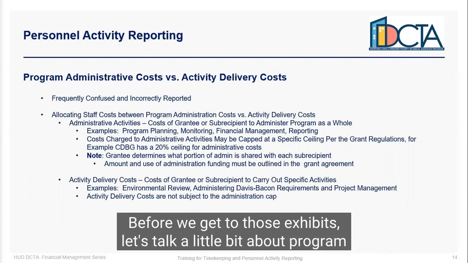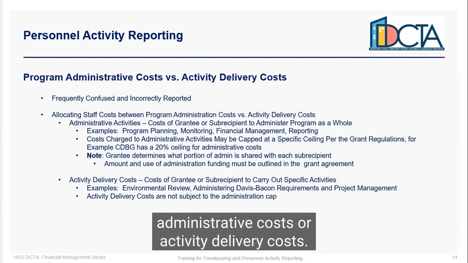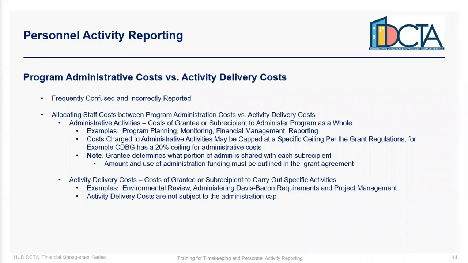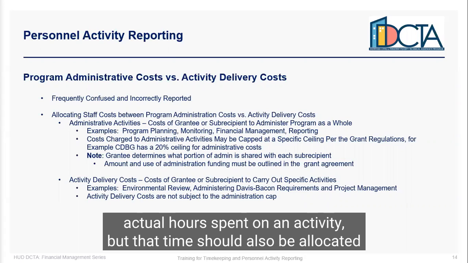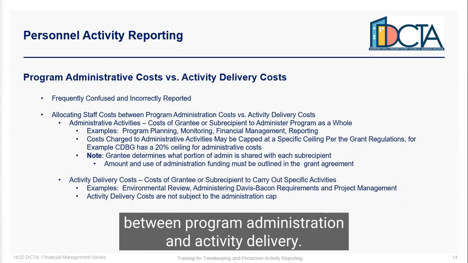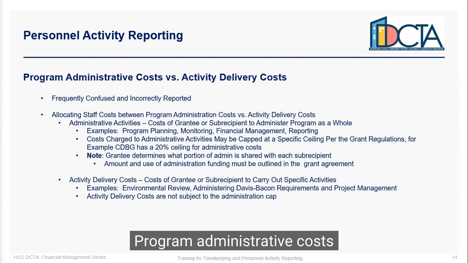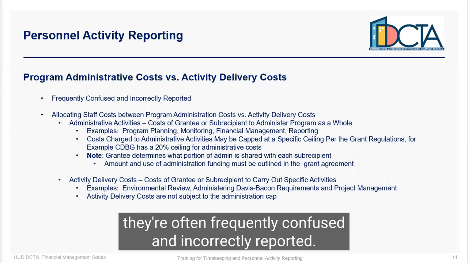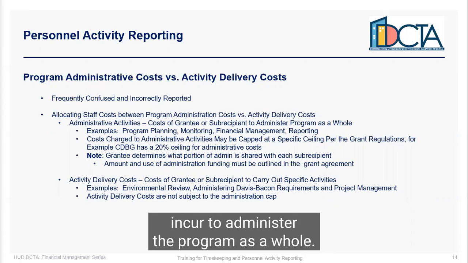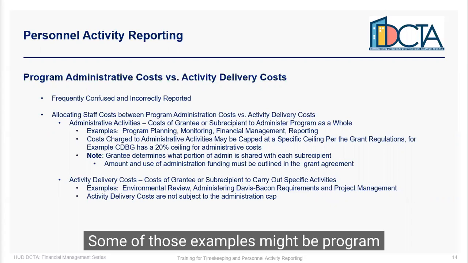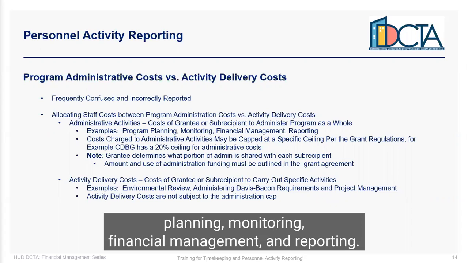Before we get to those exhibits, let's talk a little bit about program administrative costs or activity delivery costs. When completing the personnel activity report, you should not only account for your actual hours spent on an activity, but that time should also be allocated between program administration and activity delivery. Now, program administrative costs are often frequently confused and incorrectly reported. Program administrative costs are costs that the grantee or the subrecipient may incur to administer the program as a whole. Some examples might be program planning, monitoring, financial management, and reporting.